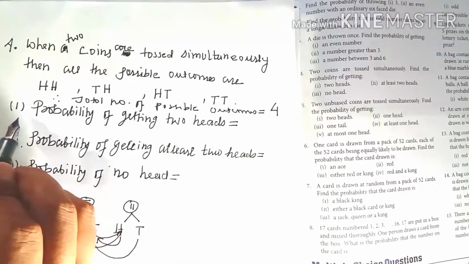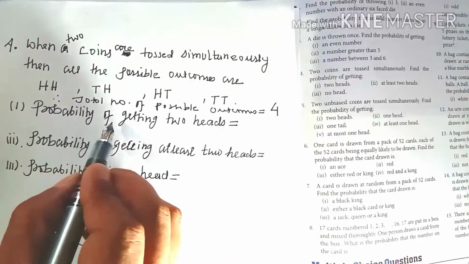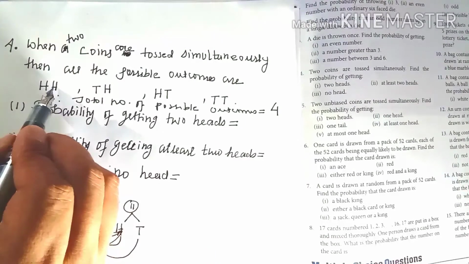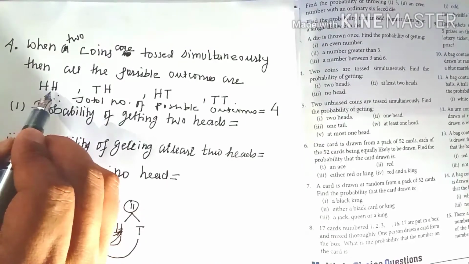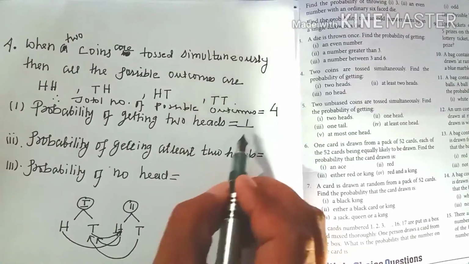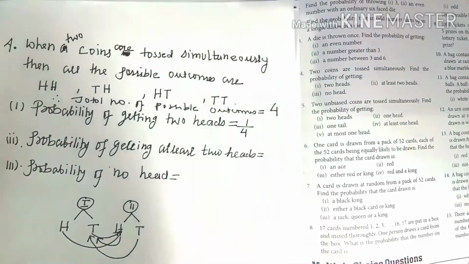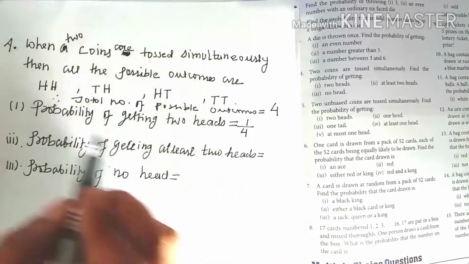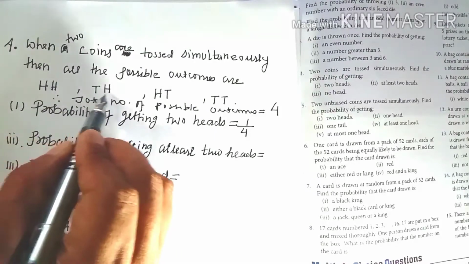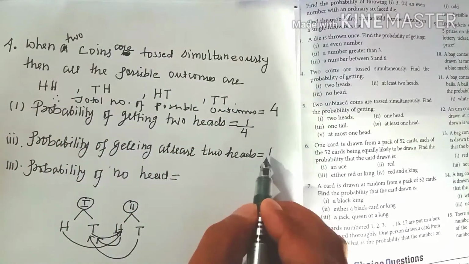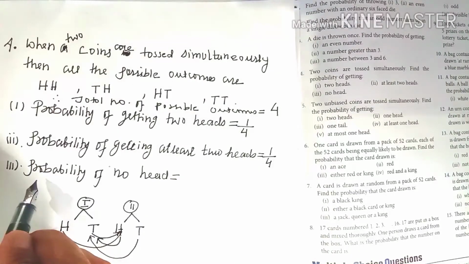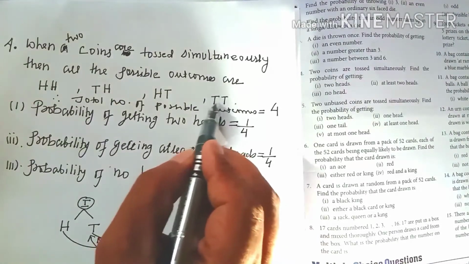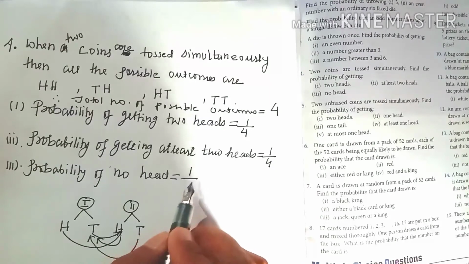Sub question number 1, you have to find the probability of getting 2 heads. Here head, head, which means these are 2 heads. How many are we getting? Only 1, divided by the total number of possible outcomes, which is 4. Next, probability of getting at least 2 heads. At least 2 heads is also similar to this one, 2 heads and nothing other, which is only 1 divided by 4. And the last one, probability of getting no head, which means without head. Without head means tail, tail, which is 1 divided by 4.